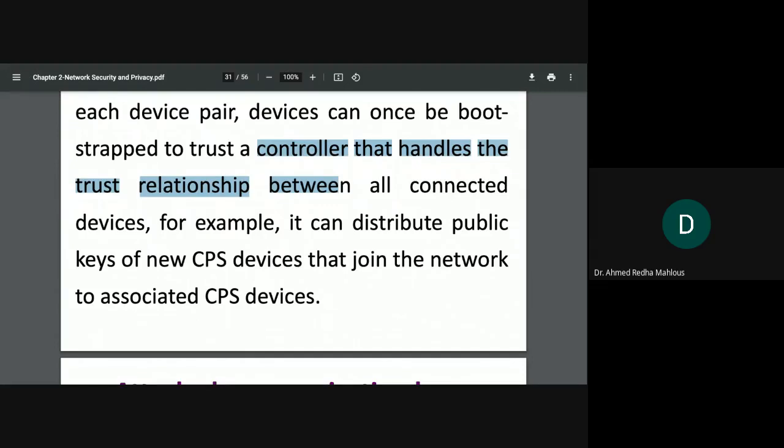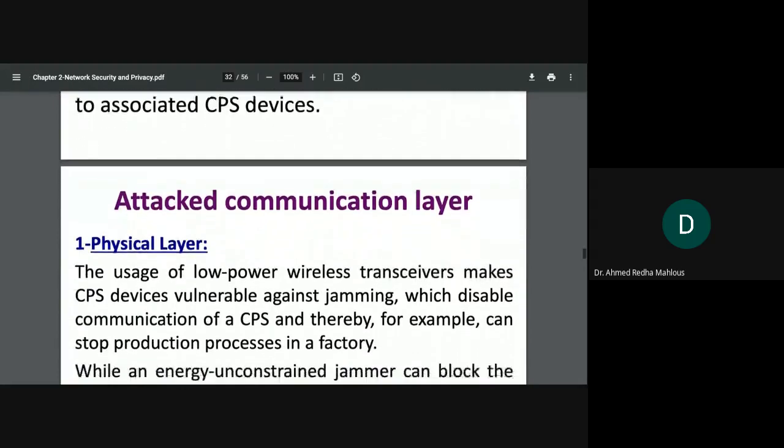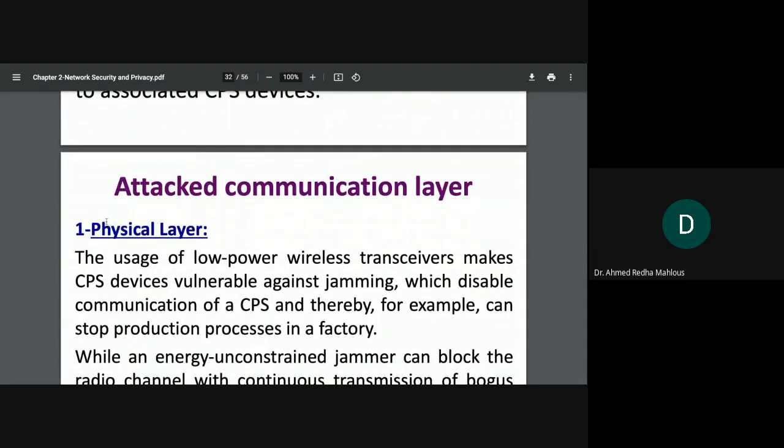Any device joining that CPS environment needs to contact that controller in order to get the key for encryption, and having that key, it can automatically join the communication with all the devices. This is one of the solutions that we can have, where we use a specific controller that will manage the trust relationship between the devices themselves.